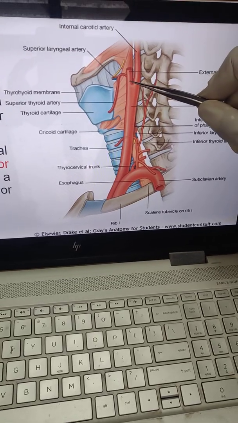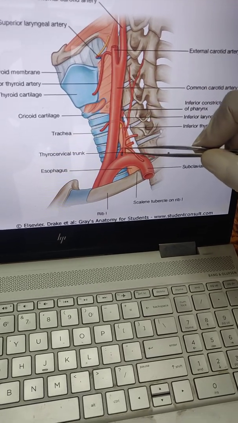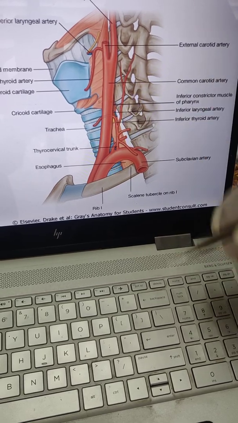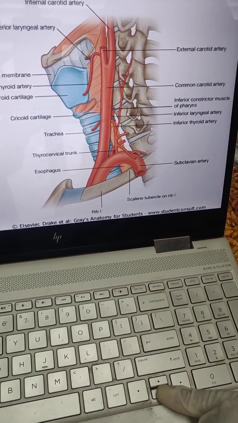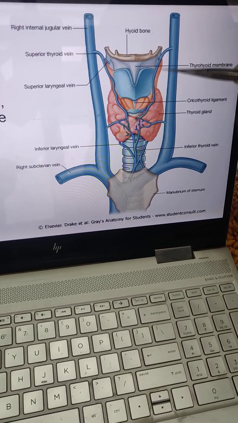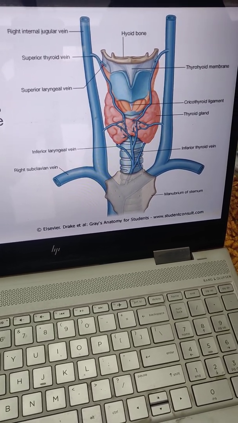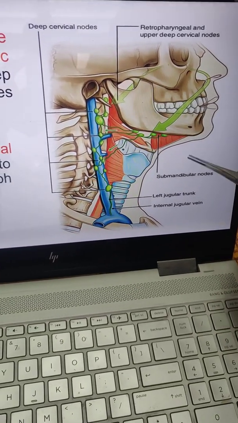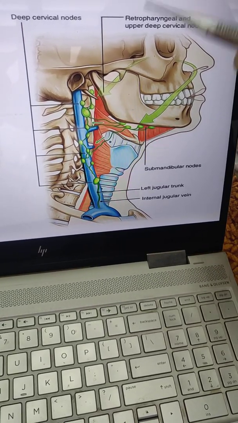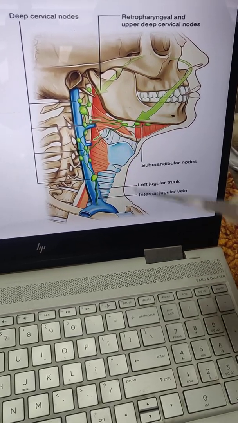The arterial supply of the larynx above the vocal cord is by the superior laryngeal artery, a branch of the superior thyroid artery, and below the vocal cord by the inferior laryngeal artery, a branch of the inferior thyroid artery. For venous drainage, the superior laryngeal vein drains into the superior thyroid vein, and the inferior laryngeal vein drains into the inferior thyroid veins. For lymphatic drainage, above the vocal cord it drains to the prelaryngeal and jugulodigastric lymph nodes, and below the vocal cord into the pretracheal and paratracheal lymph nodes.